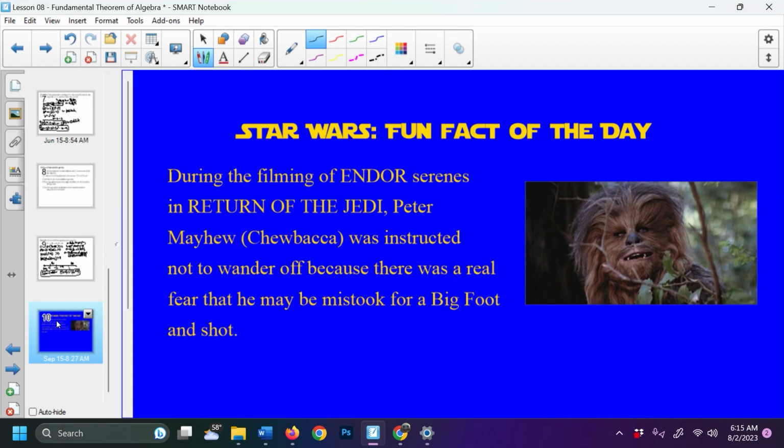Star Wars fun fact of the day. During the filming of the Endor scenes in Return of the Jedi, Peter Mayhew, who played Chewbacca, was instructed not to wander off because there was a real fear that he may be mistaken for Bigfoot and shot. So don't walk around the forests of Northern California in a Bigfoot costume. They may shoot you. That's all I got.